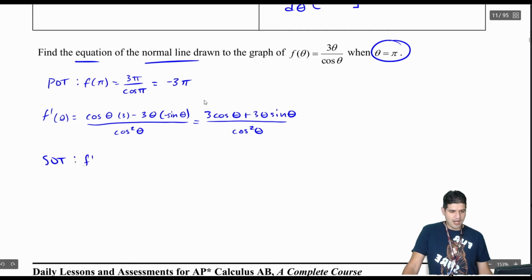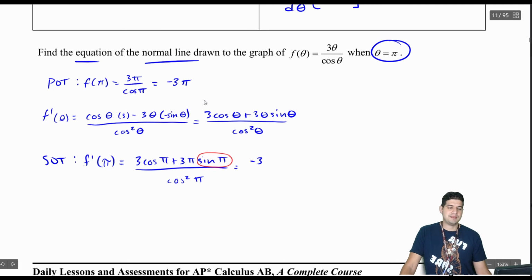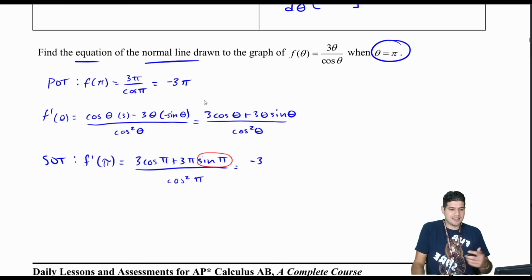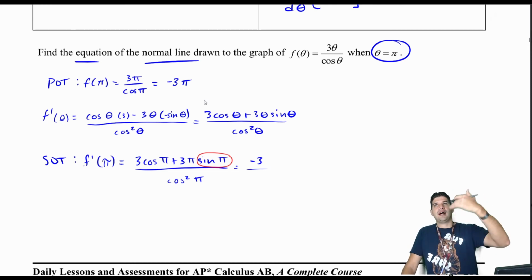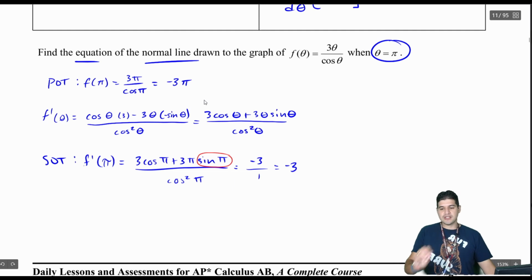All right. So if I want to find the slope of the tangent line, in order to do that, I want to find f prime at our value of theta, so f prime of pi. Okay, so that's going to be 3 cosine of pi plus 3 pi times sine of pi, all divided by cosine squared of pi. All right, so 3 cosine of pi, cosine of pi is -1, so I get -3. Well, sine of pi actually comes out to be 0. So 0 times 3 pi, that's going to be plus 0. So I just get -3 right there. And then cosine squared of pi. So cosine of pi again is -1. I square that and I get +1. So this comes out to be -3. That's my slope of the tangent line.